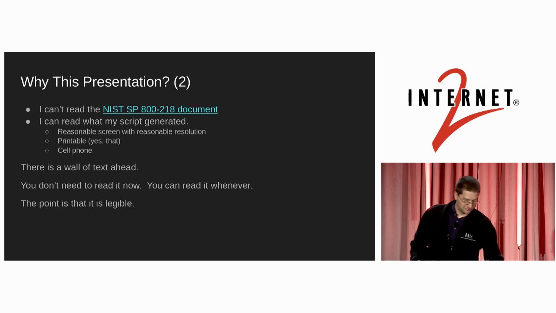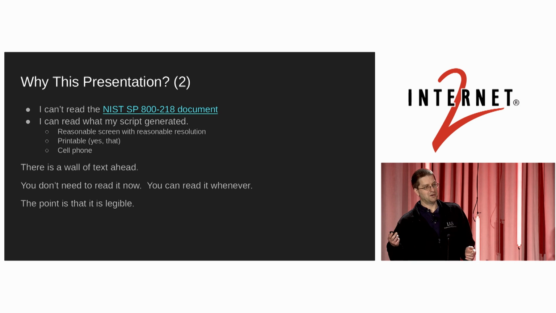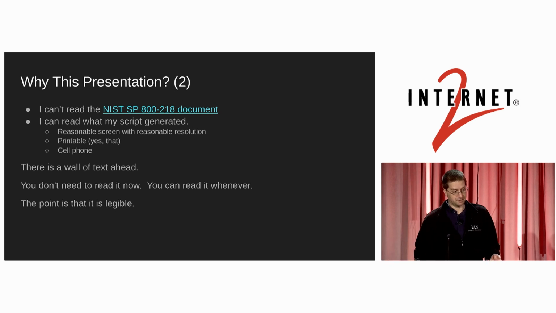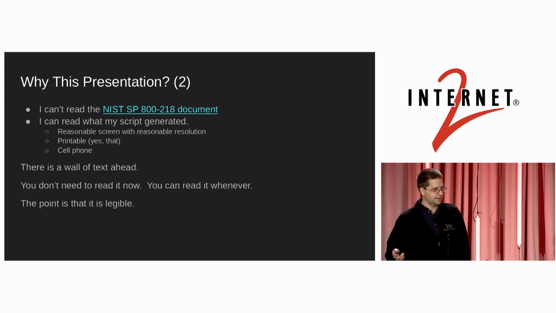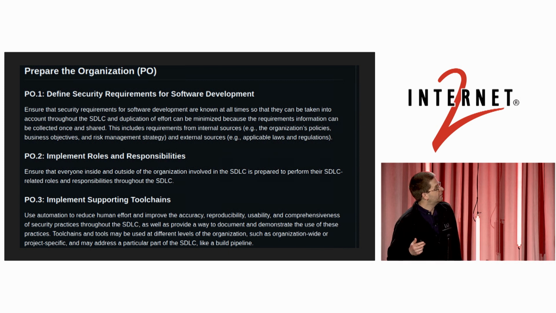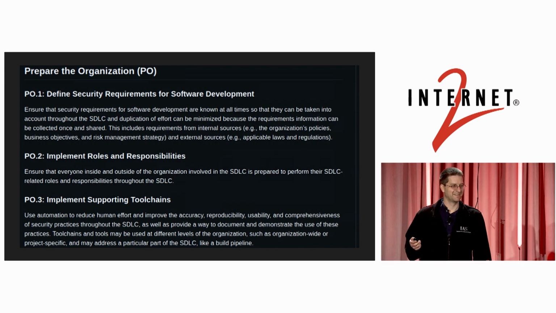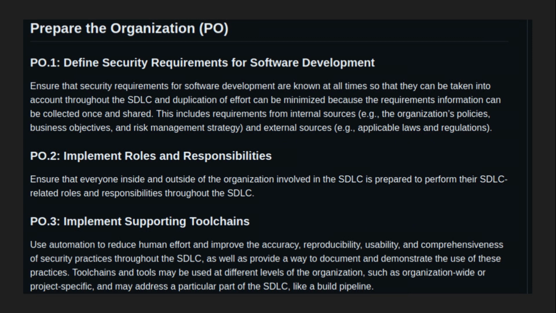Yeah, I still use paper for certain things, just because. And I'm a nerd, so yes, I read this stuff on my cell phone. I write parsers to convert documents that I can then read on my cell phone when they're presented in a bad way. There's a wall of text ahead. You don't need to read it, but the point is that it's legible. So the script takes the spreadsheet and turns it into something like this. This is the 40,000-foot view of what's in that spreadsheet.